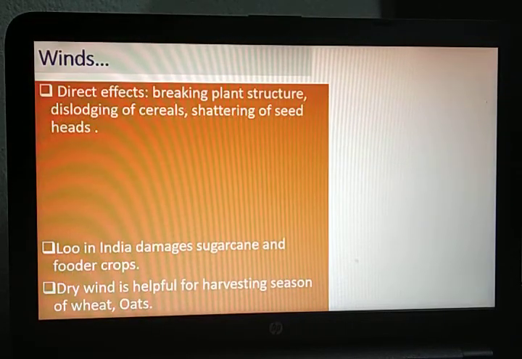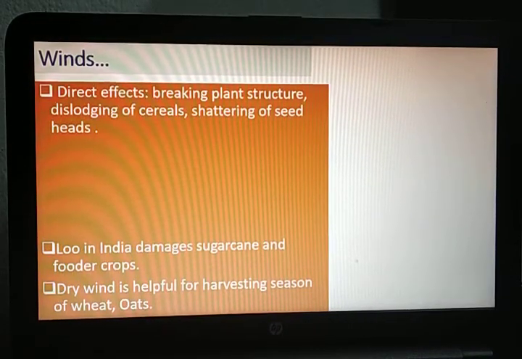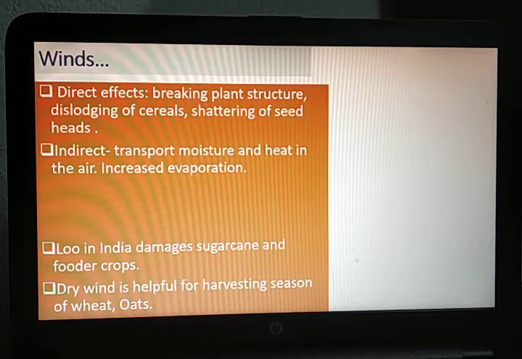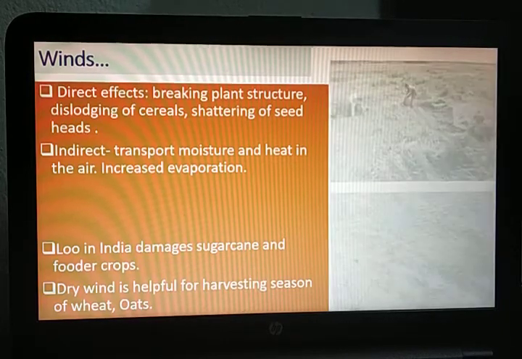Winds. There are some direct effects of wind and some indirect effects. The direct effects are breaking plant structure, dislodging of cereals, and shattering of seeds and seed heads. The indirect effects of winds are transport of moisture and heat in the air, and increased evaporation.